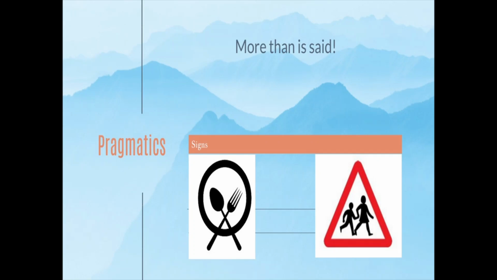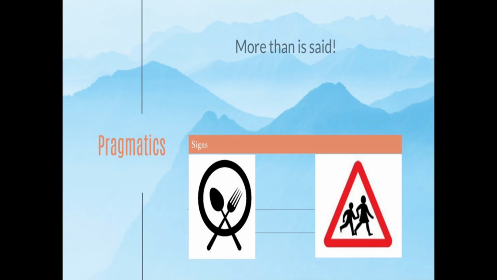So pragmatics is the study of meanings that people convey when they use utterances or signs. It's also called the study of the intended speaker's meaning. And it can be said that pragmatics attempts to analyze how it happens that often more is communicated than is said. You can see two signs in this slide.